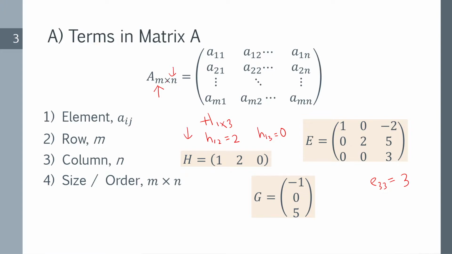This is called the row, and this one is called the column, and the size is the order of our matrix. Here, our G is of size 3 times 1, H is 1 times 3, and our E is 3 times 3.